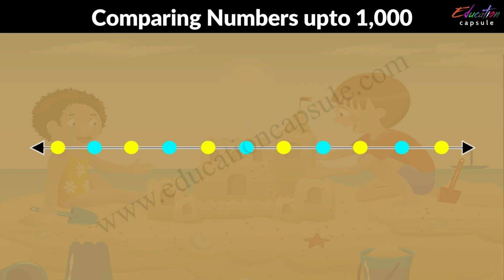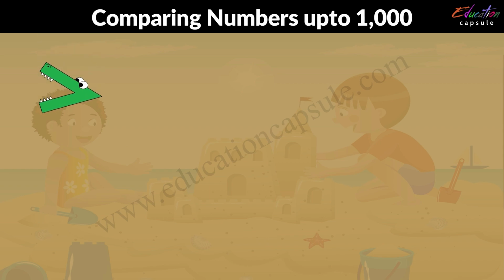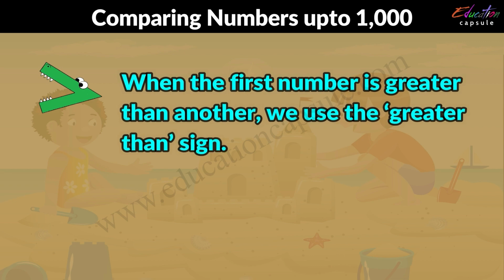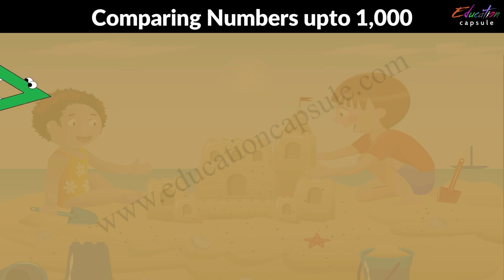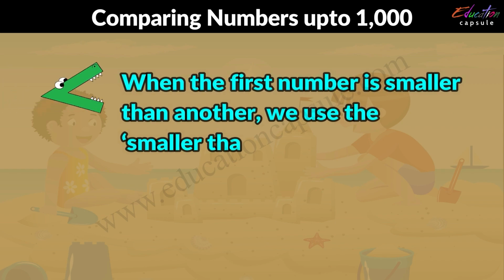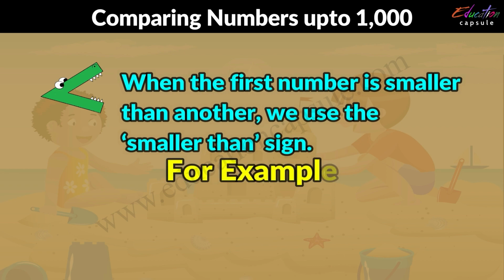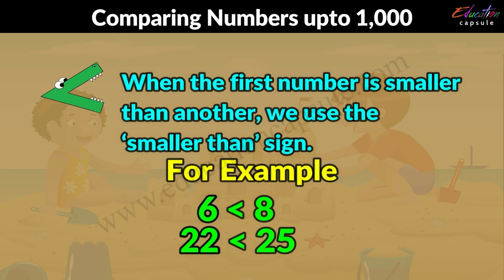Also, we use three symbols to compare the numbers. Greater than sign. When the first number is greater than the other, we use the greater than sign. For example, 7 is greater than 3, 15 is greater than 12. Then comes the smaller than sign. When the first number is smaller than the other, we use the smaller than sign. For example, 6 is less than 8 and 22 is less than 25.